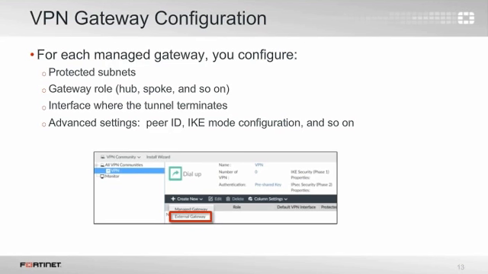In VPN gateways, you configure the node type, hub, spoke, and so on, depending on the VPN topology you select. For example, hub and spoke options are only available in star and dial-up topologies. For each gateway, you can also configure the protected subnet, interfaces, and some advanced settings.